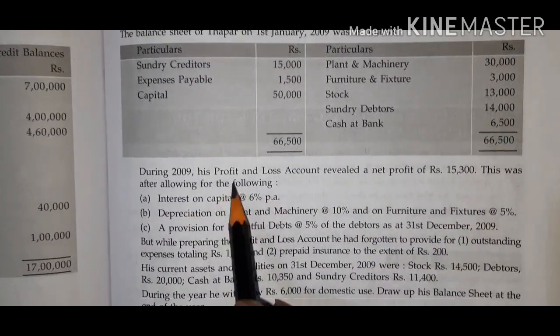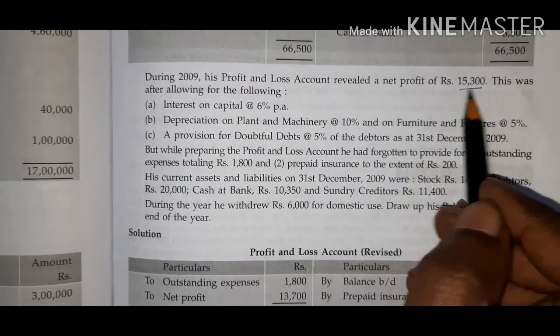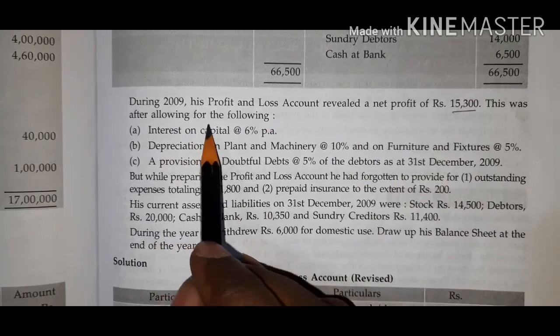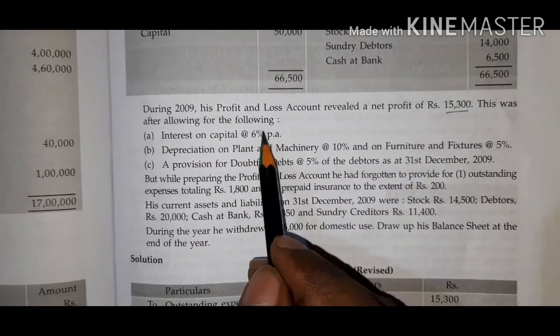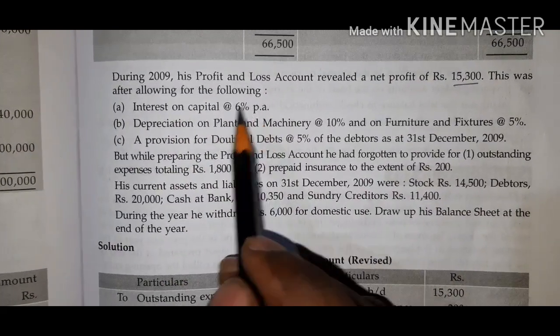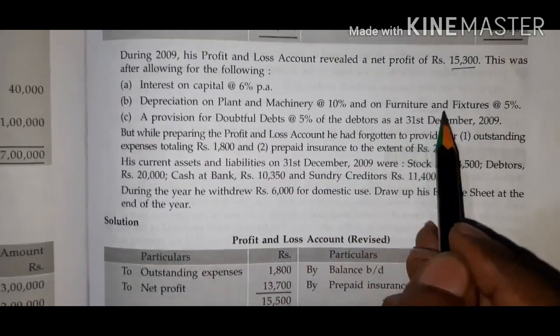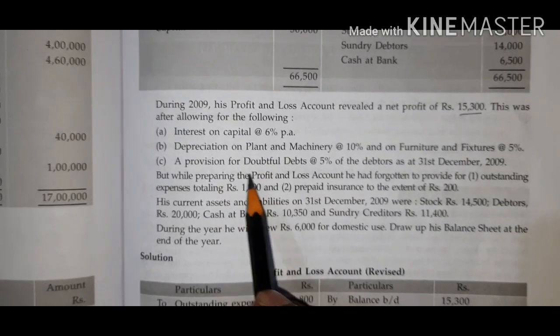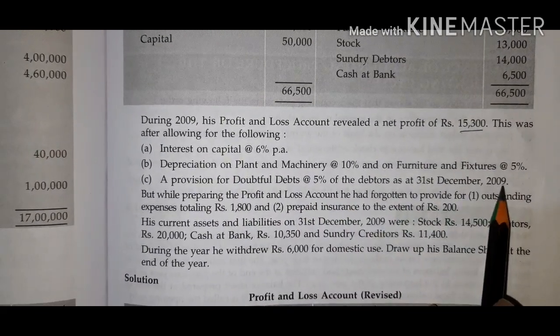During 2009, his profit and loss account revealed a net profit of 15,300. This was after allowing for the following. Friends, these adjustments have already been done. No further adjustment is required. Interest on capital at the rate of 6% per annum, depreciation on plant and machinery at the rate of 10%, and furniture and fittings at the rate of 5%, and a provision for doubtful debts at the rate of 5% of the debtors as of 31st December 2009.